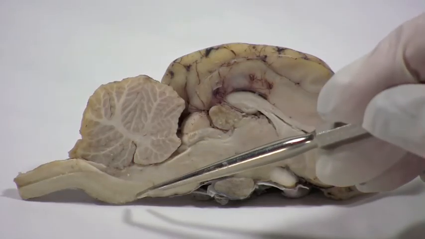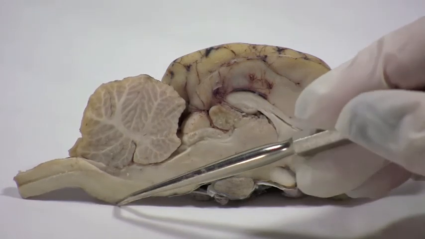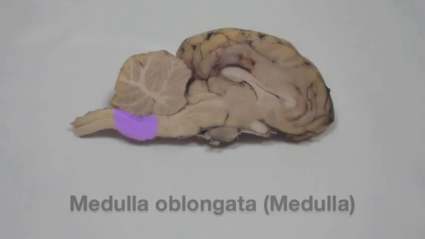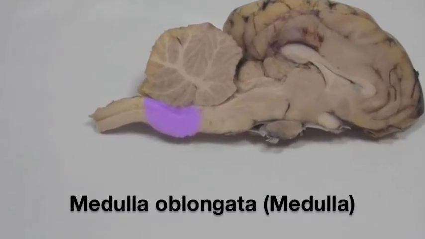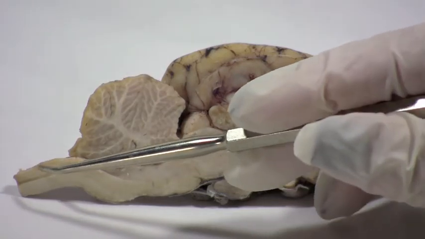Here is the medulla, which is the most inferior part of the brainstem. This region regulates basic life functions, such as heart rate and respiration. The medulla is continuous with the spinal cord.